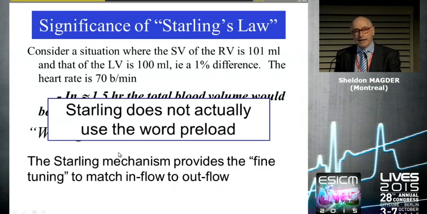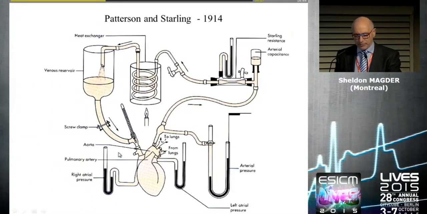But Starling actually does not use the word preload. Here's his preparation. This is taken out of his 1914 paper. So he has a heart. He's measuring pressures with simple manometers. It's going through a Starling resistor to actually create a fixed pressure downstream. He warms the blood, and he has this reservoir, which is the equivalent of a mean circulatory filling pressure.